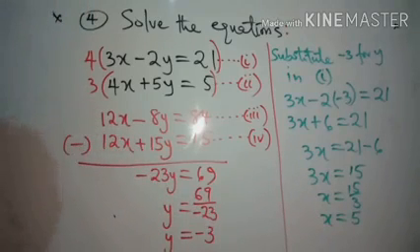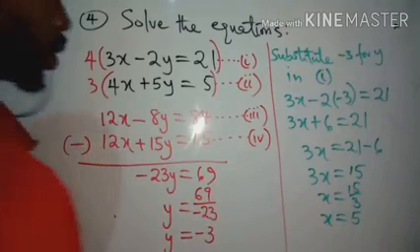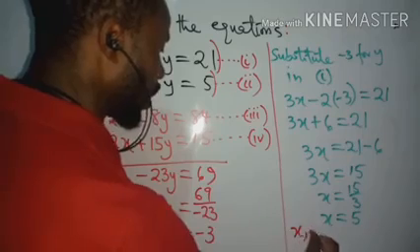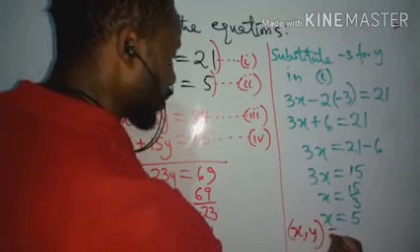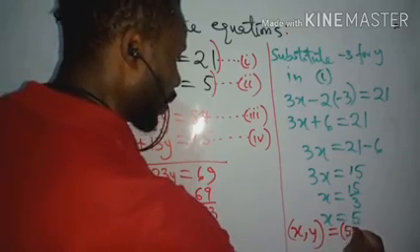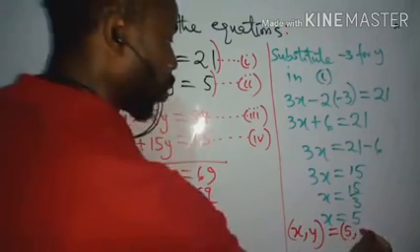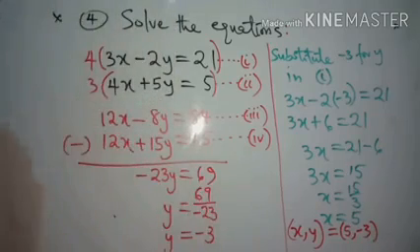And please take note, sometimes they will ask you to write your answers as coordinates. If you are asked to write your answer as coordinates, then you write it like this: x is 5, y. You always start with the x if you are writing your answer as coordinates. That is the solution to number 4.